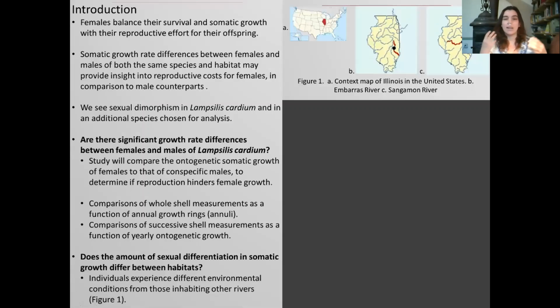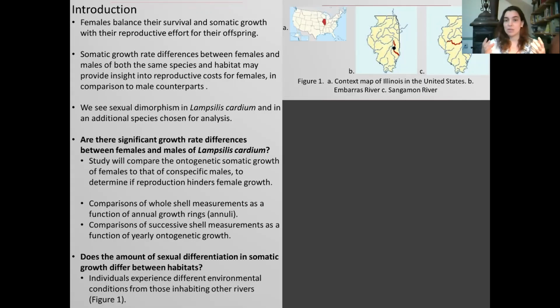So I think we all have our own opinions about babies, but we can probably all agree that they are very expensive. And freshwater mussels, the females can only give so many resources to their offspring before they're really going to start hindering their own growth and even survivability. I'm really interested in looking at the growth rates of males and females, same species, same environment, to get an idea of how expensive is reproduction for females in comparison to their male counterparts. So I'll be looking for significant growth rate differences between females and males of these species.